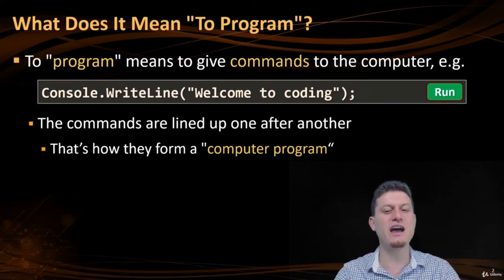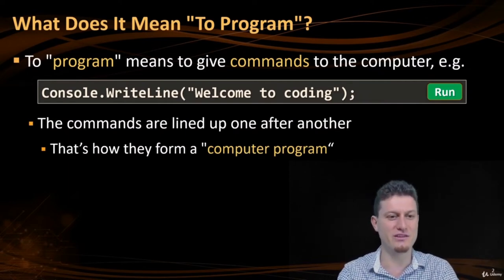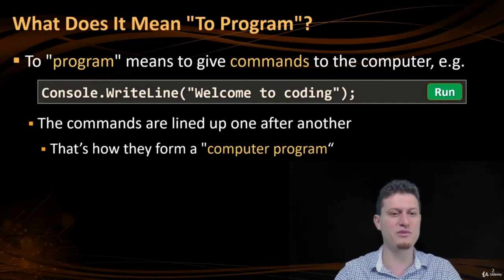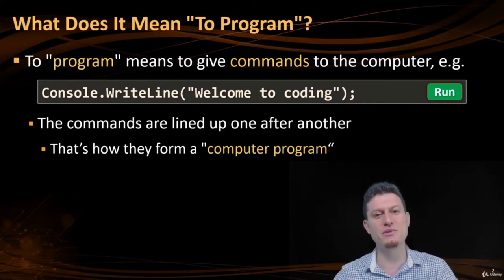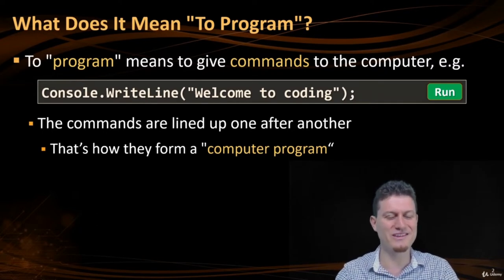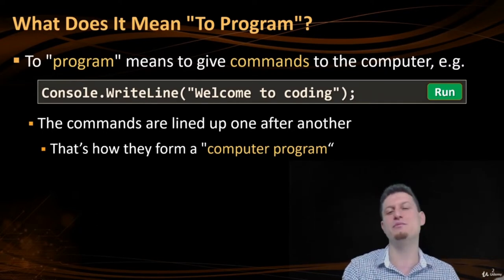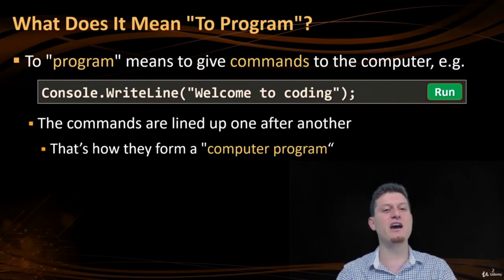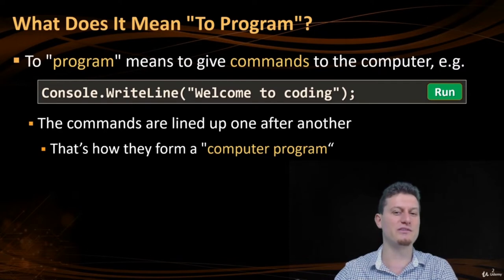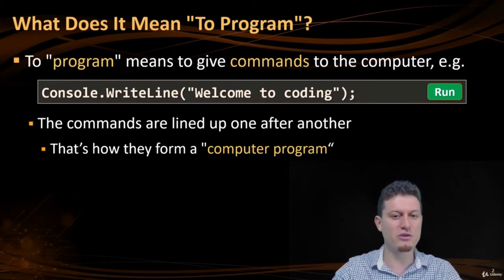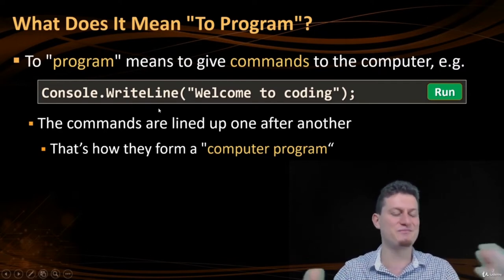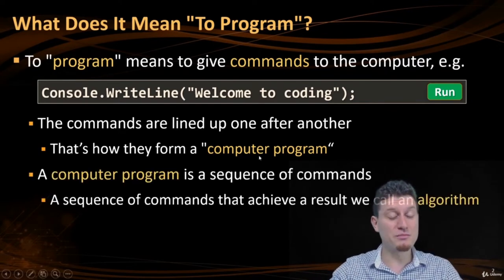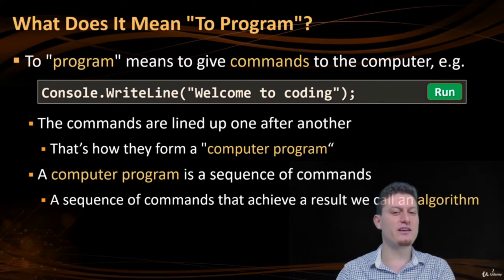Commands are lined up one after another. We can give a group of commands, sequences of commands, to the computer, and this is how they form a computer program. A computer program is just first step, do this, second step, do this, third step, do this. It's a sequence of commands wound up one after another. It's called a computer program or script, or there are many words to say it. So a computer program is a sequence of commands.